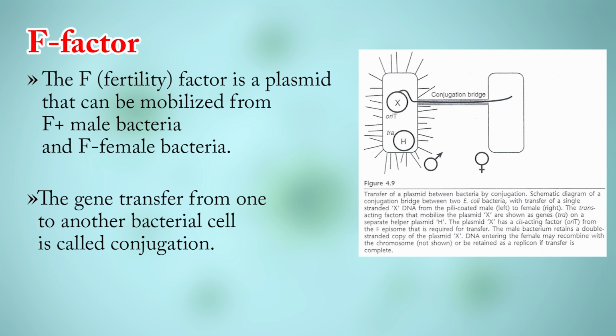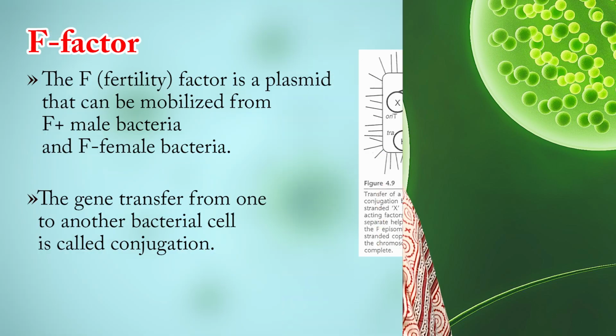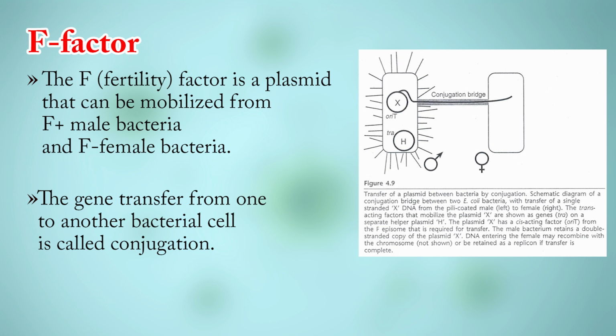and the F factor plasmid is called a fertility plasmid because it has this natural ability to mobilize from the F plus donor bacteria to the F minus female bacteria, and that is why it is called the fertility factor. It takes the genes from one cell to another cell by the process of gene transfer, which is called conjugation, and this conjugation tube is made by the pili which are present on the surface of the bacterial cell, and through this the gene transfer happens naturally by the process of conjugation with the help of the F factor plasmid.